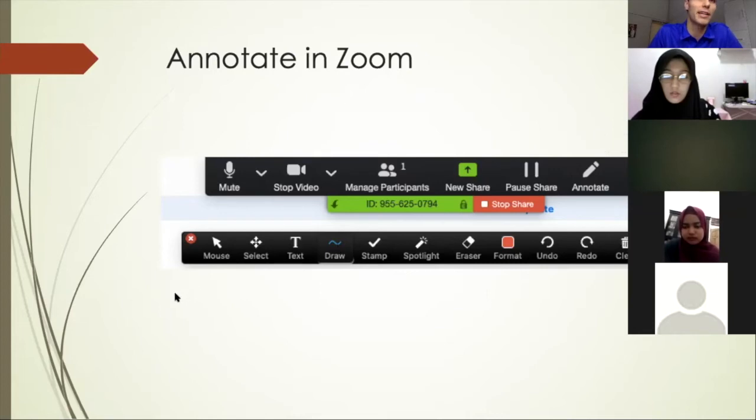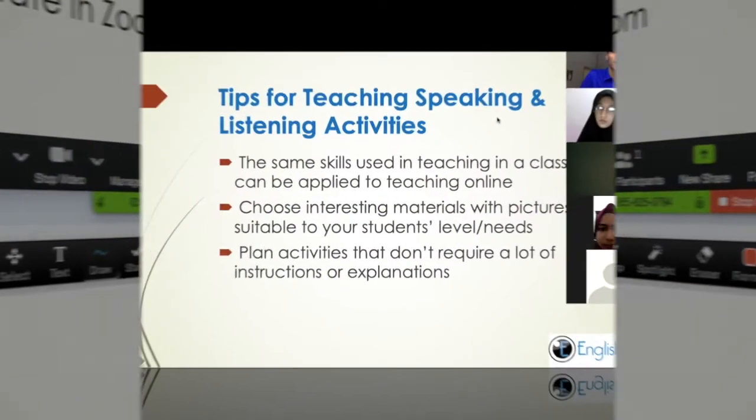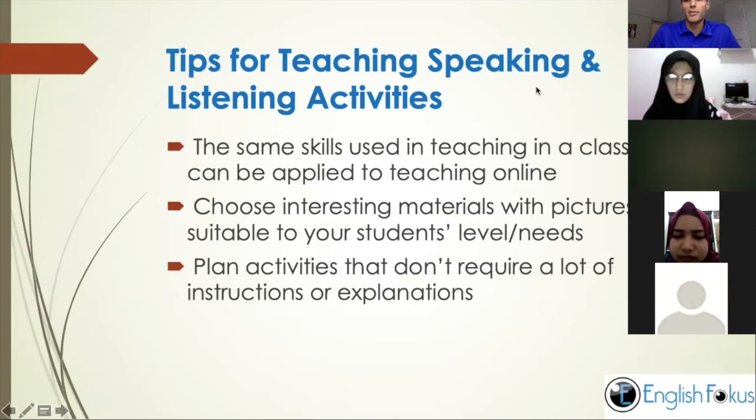So if I'm doing text, I can put some text right in here. Hi, this is Daniel. If I change my feature to drawing, I can draw a line and highlight here. This is where you click on annotate for this annotate bar to come up. After you're finished, then you just come here to the clear button and you clear your annotations, and then you can move on. Okay, so those are just some practical tips.